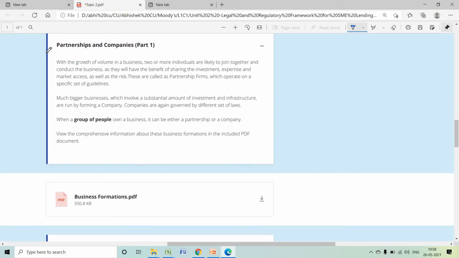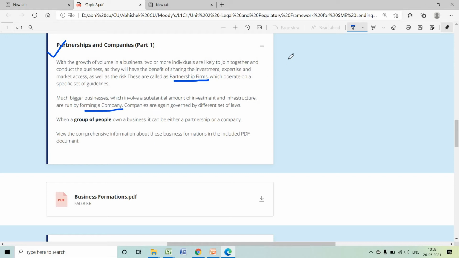Now let us go to partnership and companies. With the growth of the volume of the business, two or more individuals are likely to join together and conduct business as they will have the benefit of sharing investment, expertise and market access as well as the risk. These are called partnership firms which operate as a set of specific guidelines. Much bigger businesses, which involve a substantial amount of investment and infrastructure, are run by forming a company.